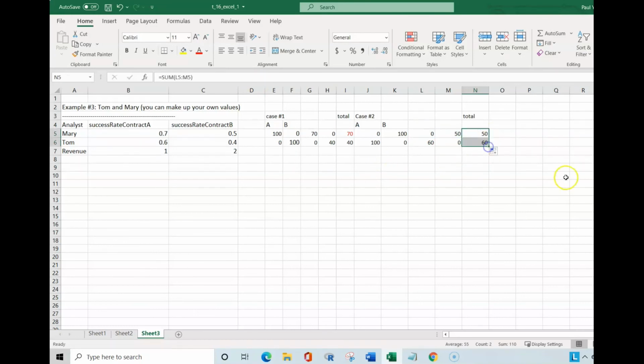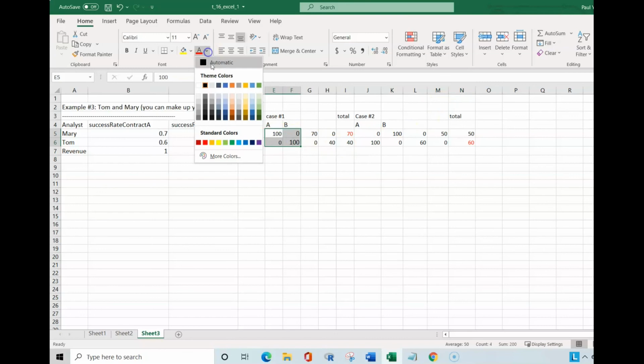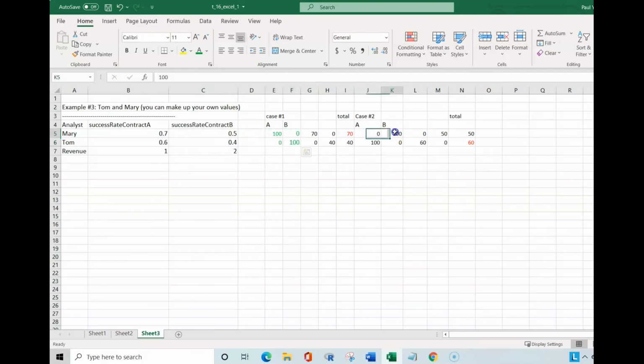In case number 1, Mary performs better. For case number 2, Tom performs better. Then we can choose case number 3, case number 4, based on your change. So the question is why. Why do they have different performance, even though Mary has a better skill set for both types of projects?